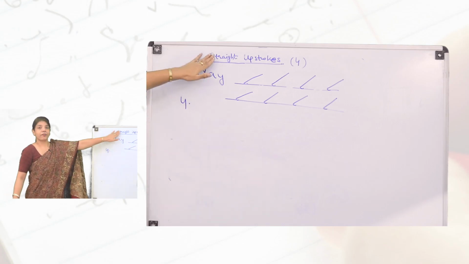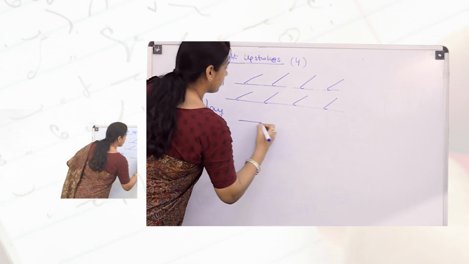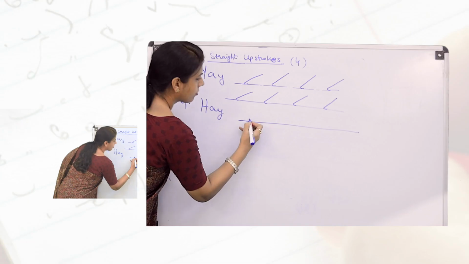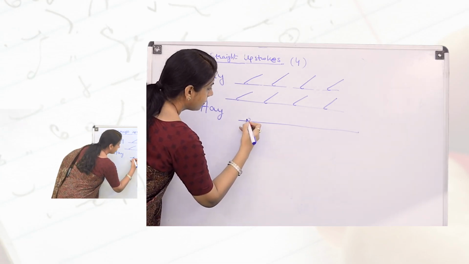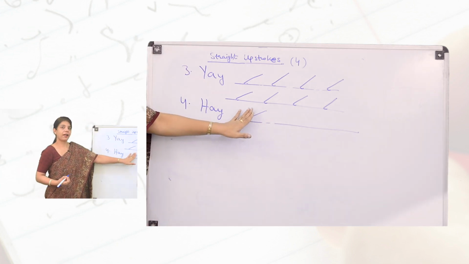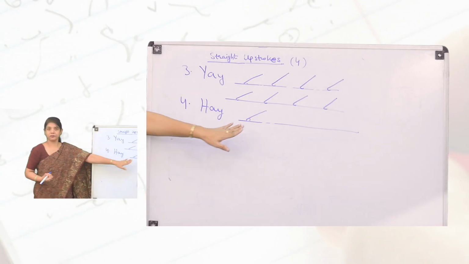The last straight upstroke is he. Now the outline of he is a small circle on the right hand side, pause and a straight line towards the top. This is the outline for he.